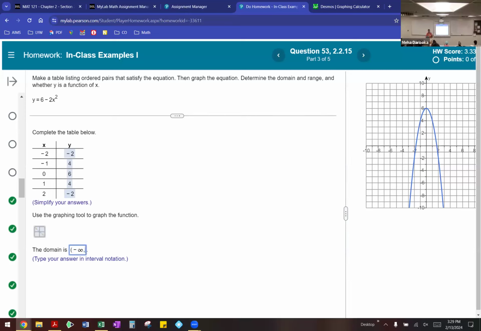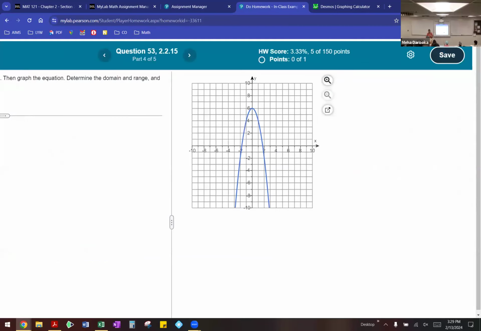So you're going from negative to positive infinity, and that's actually going to be true for all parabolas that open up or down. So if your parabola is opening up or opening down like this guy, your domain is always going to be negative to positive infinity. If it's a parabola opening on the right or left, that's when it's going to change. Okay, so that might be also something to keep in mind.